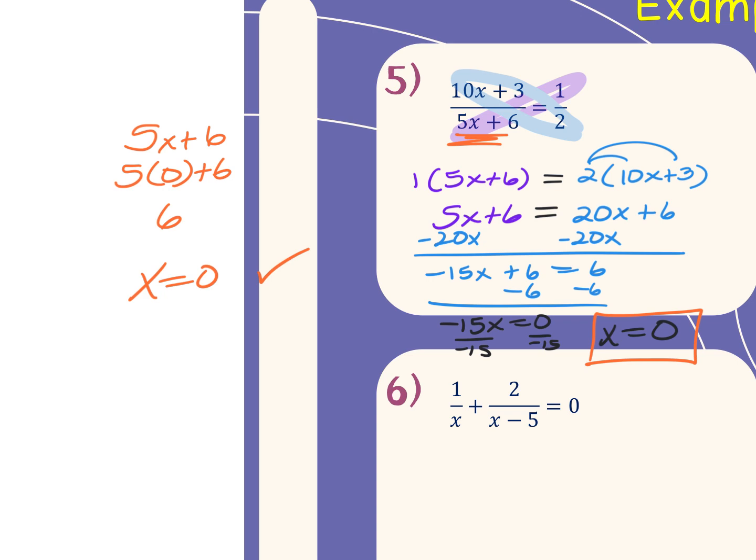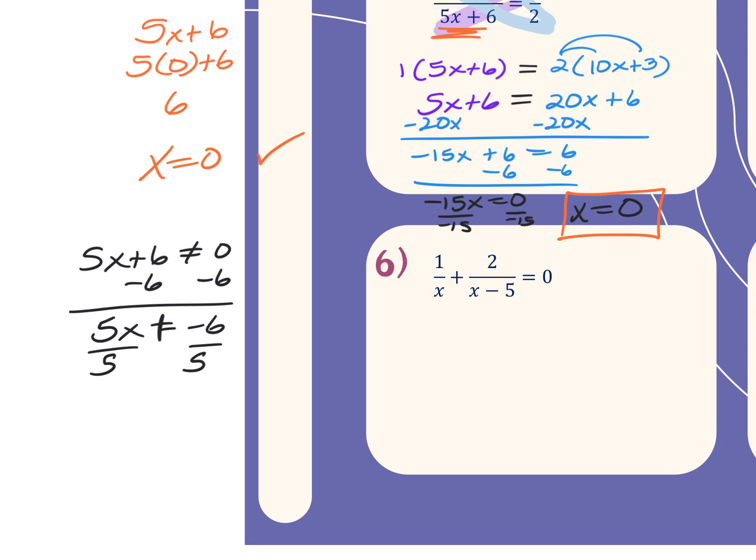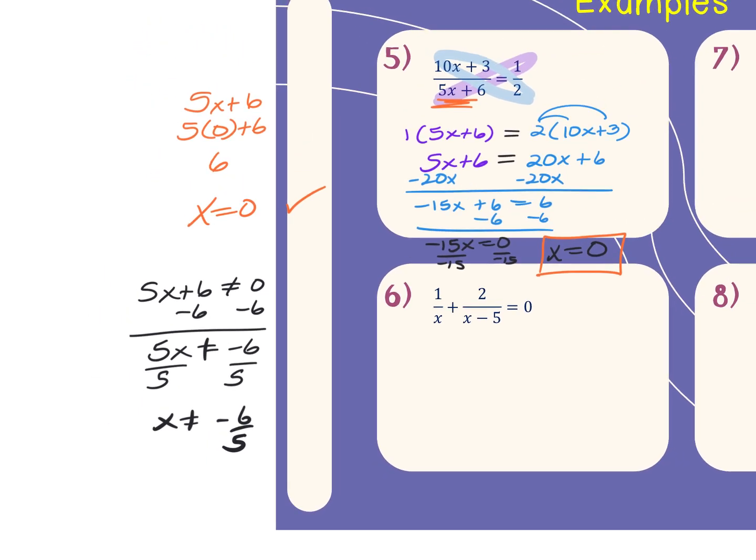One thing you could have done from the very beginning is, as soon as you see you had a variable in the bottom, you could have taken that 5x plus 6, set it not equal to 0, and the only value of x that would make that undefined is x cannot equal negative 6 over 5. If it did, then that denominator would have been a 0. So this is the other way you could do it ahead of time. And then if you would have gotten negative 6 over 5 as your answer, then you would have known it was no solution. So you can do it either way. Let's try the next one.